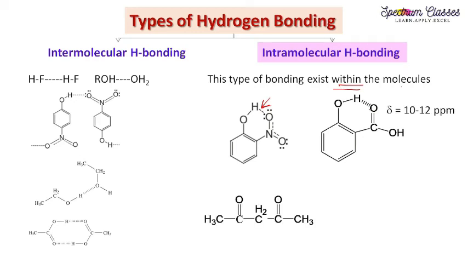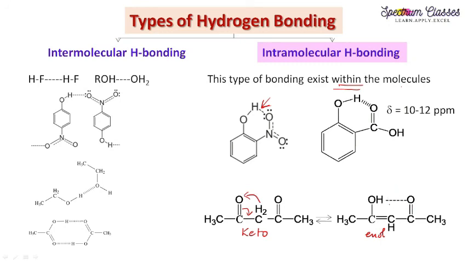Next is the enolic form. Suppose we have this, which is the keto form, and when it shows the enolic form, this is the enol. One hydrogen is shifted to this, there is resonance, and this hydrogen shifts to this. Here is the double bond, and here is the hydrogen. This enolic hydrogen will form hydrogen bonding with the other keto group. So this is again intramolecular hydrogen bonding.